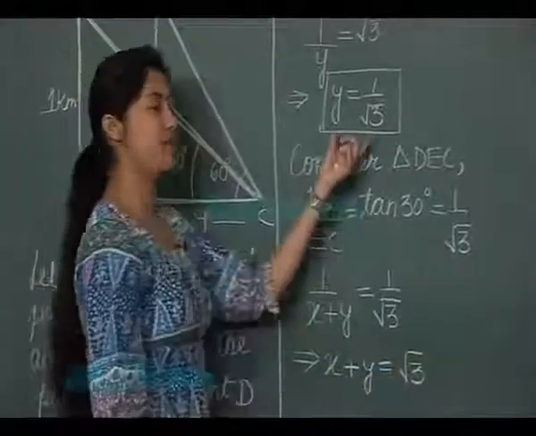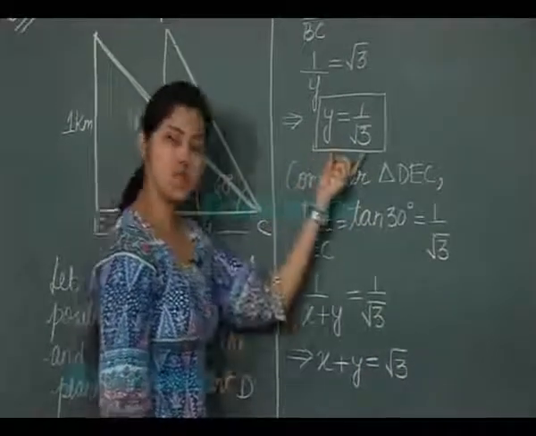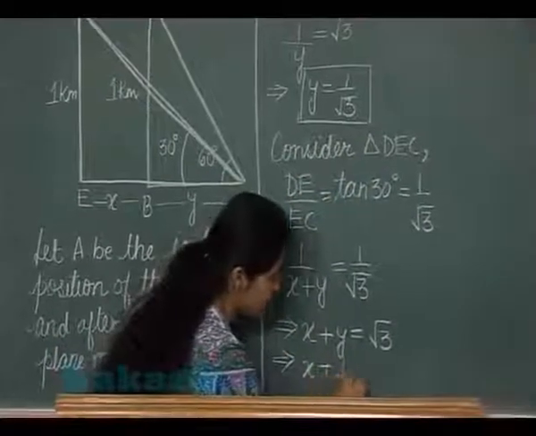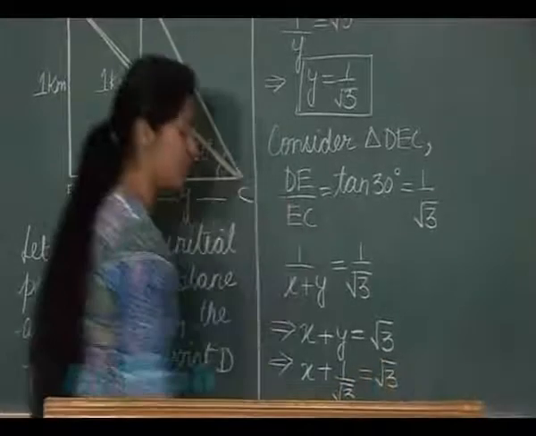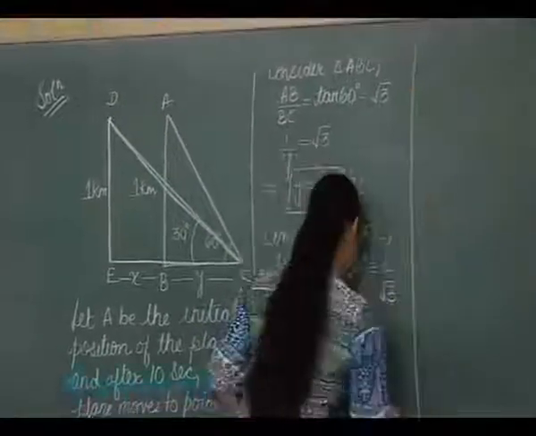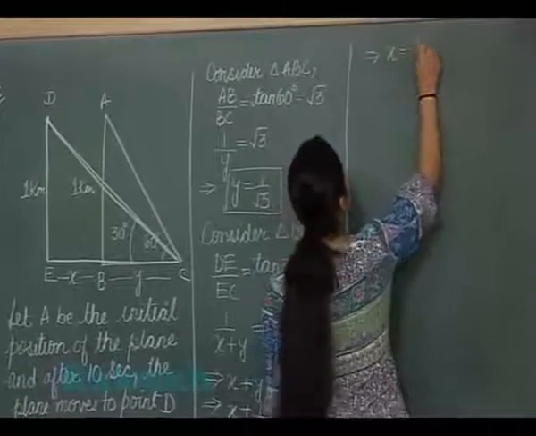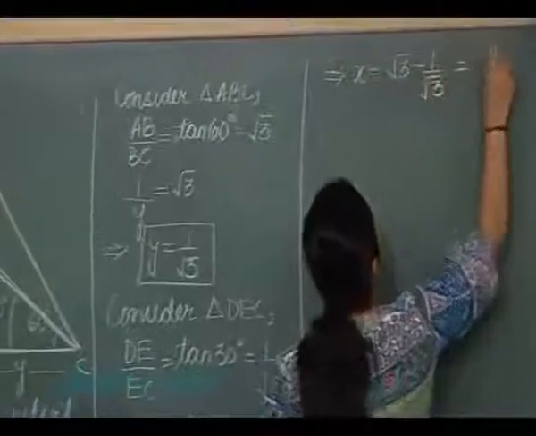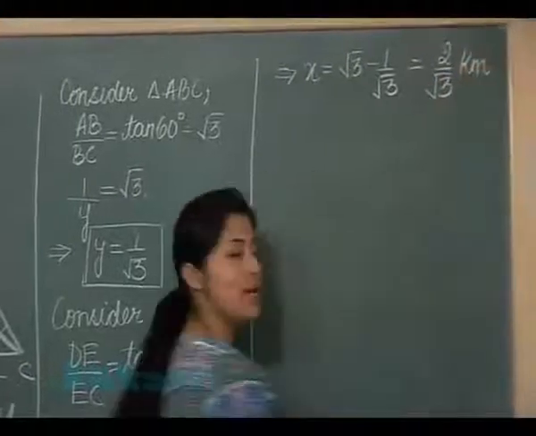But student, we have found out the value of y, which is 1 upon root 3. So we will substitute this value here. So this implies that x plus 1 upon root 3 is equal to root 3. From this we can get the value of x. So this implies that the value of x will be root 3 minus 1 upon root 3, which is equal to 2 upon root 3, and the unit will be kilometers here.